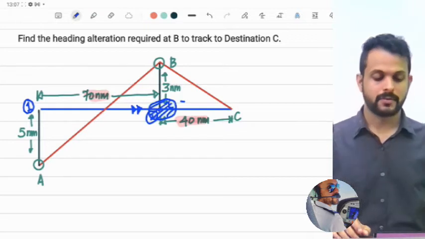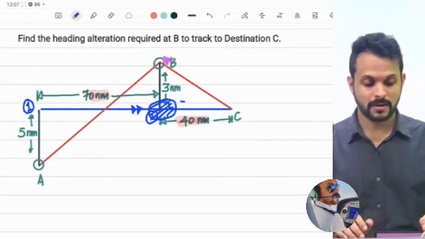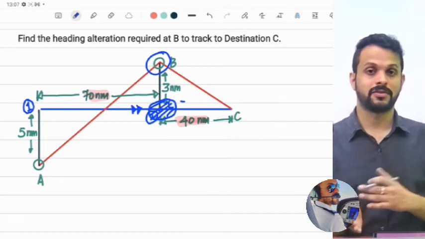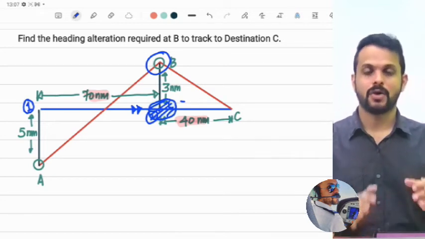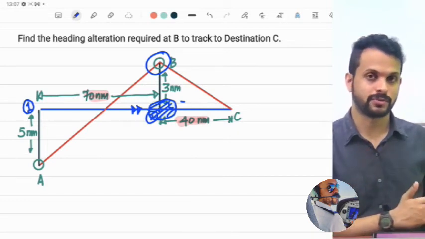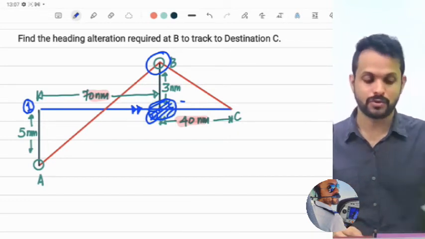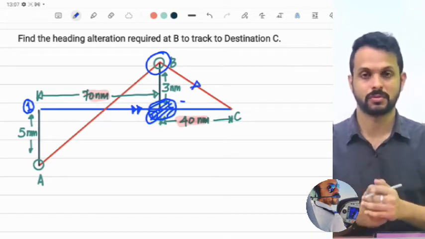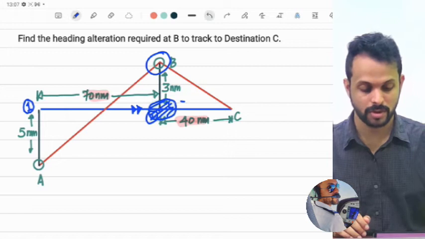But when I reached point B right here, I realized that, oh, the lake is towards my right, which means I've drifted off to the left. And now, what heading am I supposed to fly, or what heading change am I supposed to make at this point B if I want to track towards my original destination, which is C? That is what you're asked to find out.